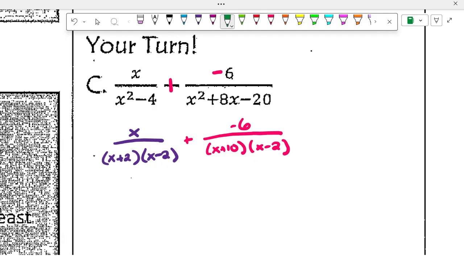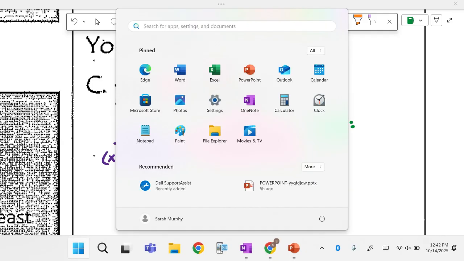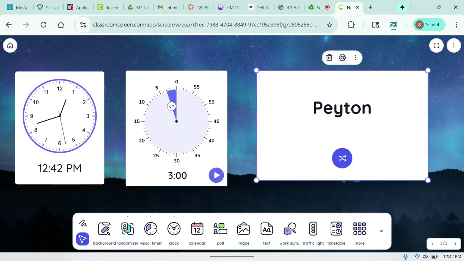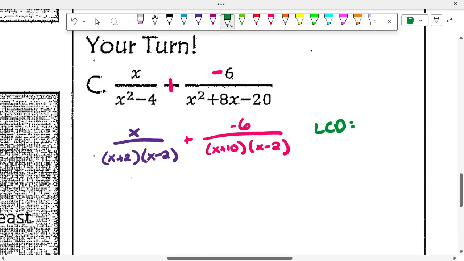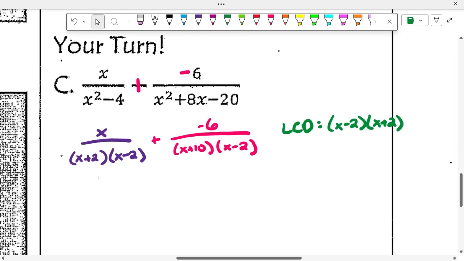So, now to get our least common denominator. All right, remember, it's what factors do I have, and I don't need to rewrite any repeats. All right, so let's go with Peyton. What'd you get for your least common denominator? Good.